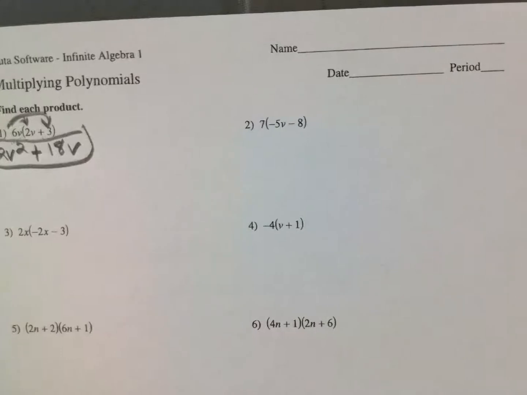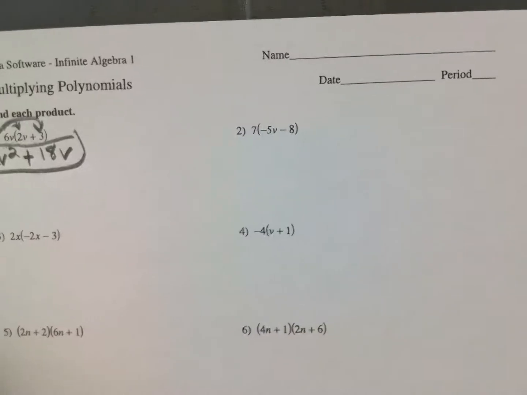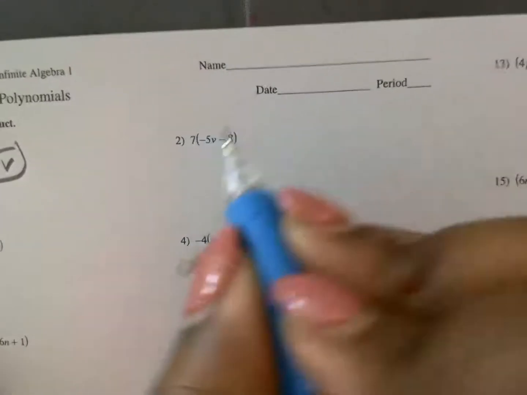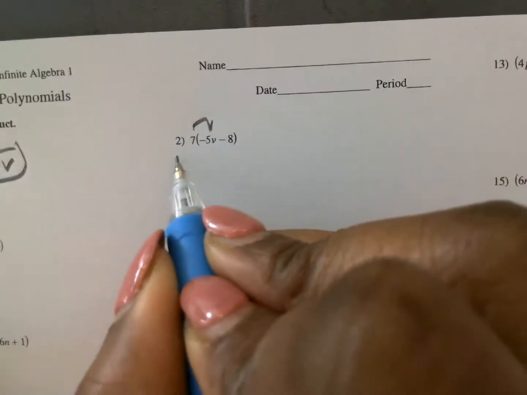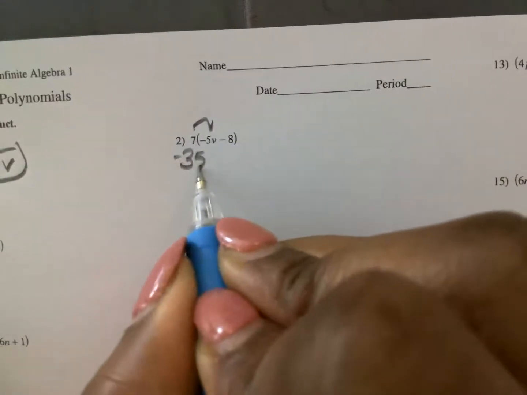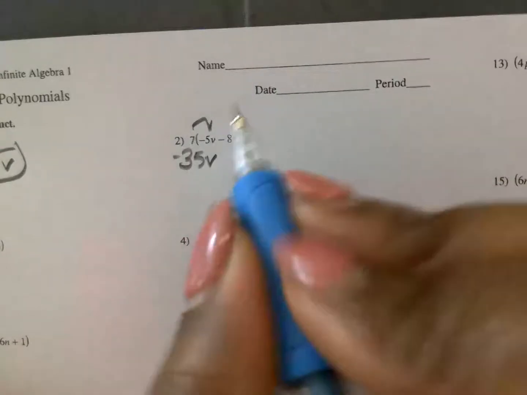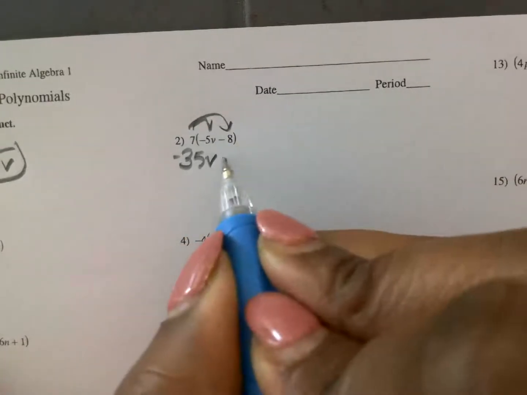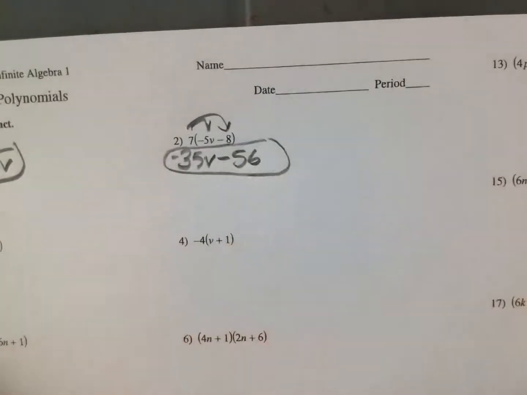Okay, good people, what'd y'all get? How would you do number 2? Can somebody tell me how to do that one? Emma, go ahead. You would do 7 times -5. Okay, which is what? -35v. That's okay, baby. V. And then what? Do 7 times 8, which is -56. Raise your hand if you got that right. Perfect. Okay, good job.